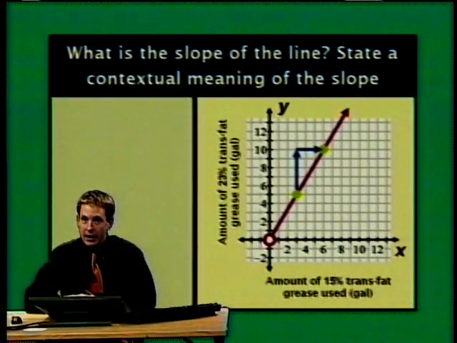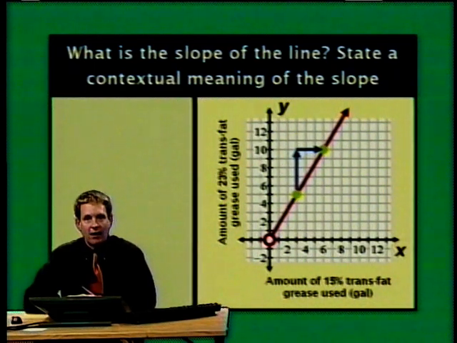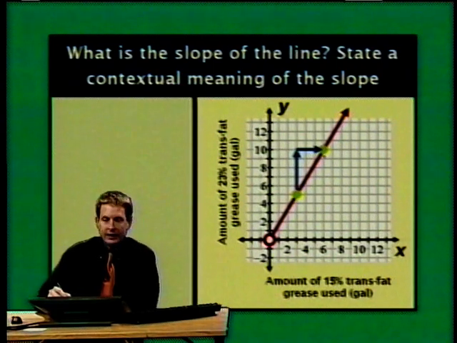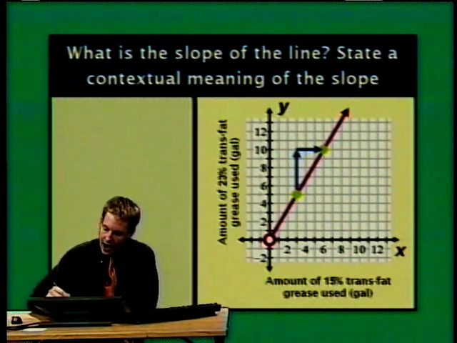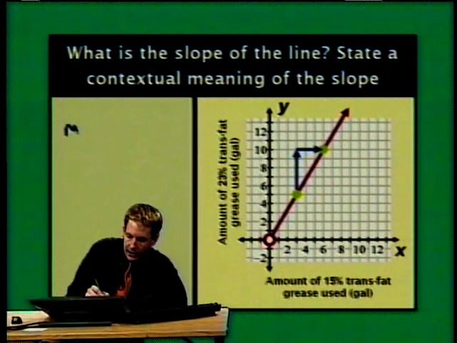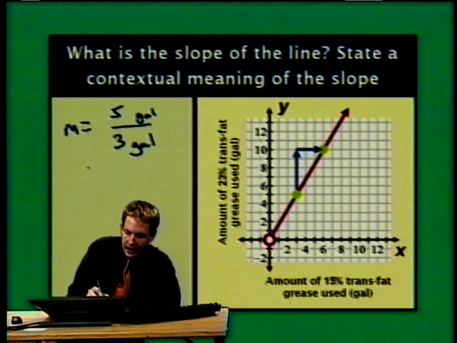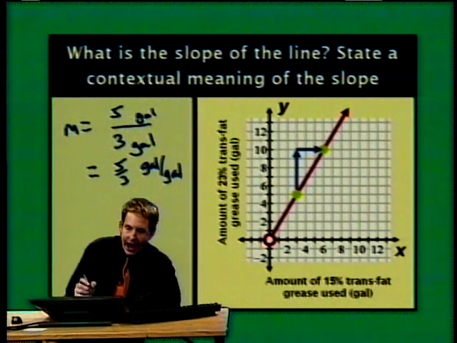Here I've gone ahead and shown the graph again, and I've indicated a little slope triangle on this graph. And we're being asked, what is the slope of the line, and to state the contextual meaning of the slope. Well, connecting these two green points, I can see that I have a rise of 5 units and a run of 3 units. So the slope of this line is a rise of 5, and the units there are gallons, over a run of 3, and the units there are also gallons. So technically, this slope is 5/3 gallons per gallon.